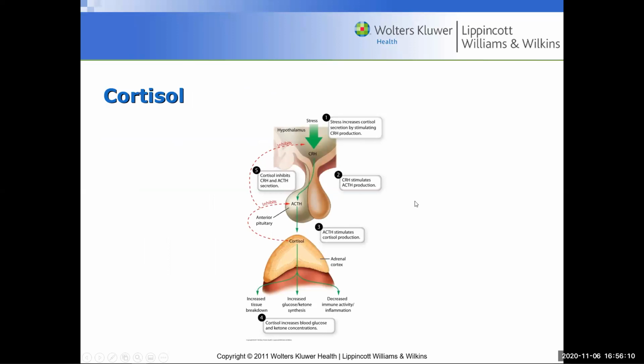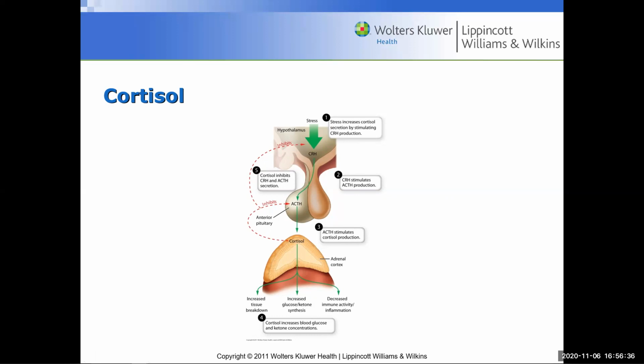All right, so this is showing the steps in the formation of cortisol. And when we see here, when it reaches cortisol, in terms of the effects it causes, it leads to increased tissue breakdown, glucose and ketone synthesis, and also decreased immune activity. So I have a question.